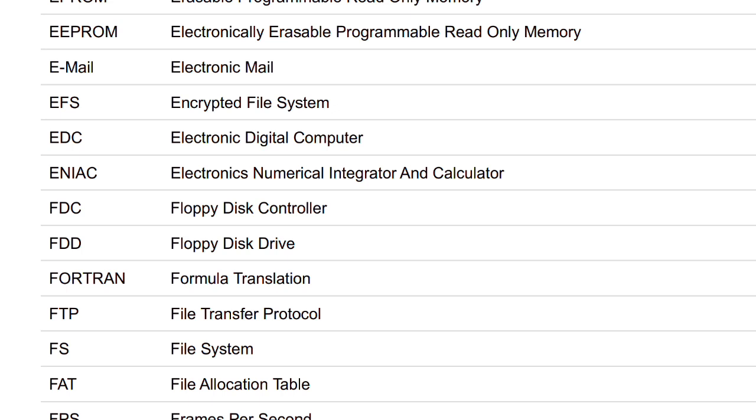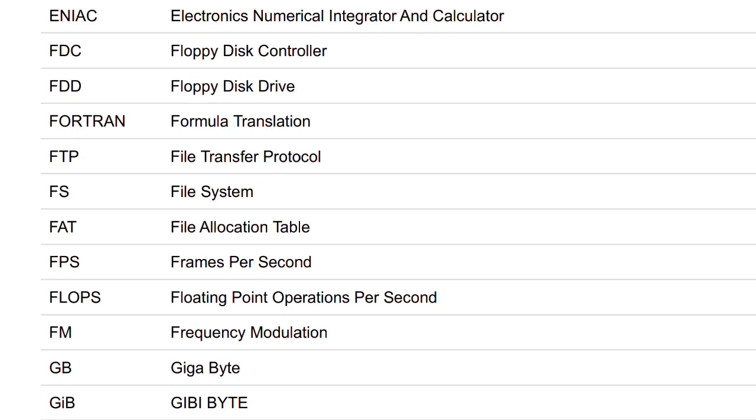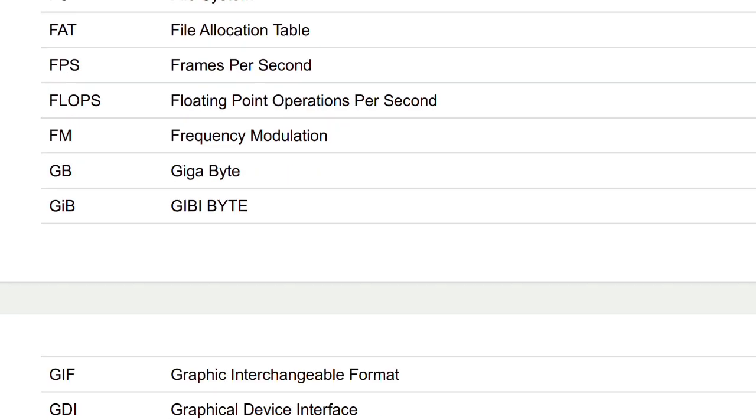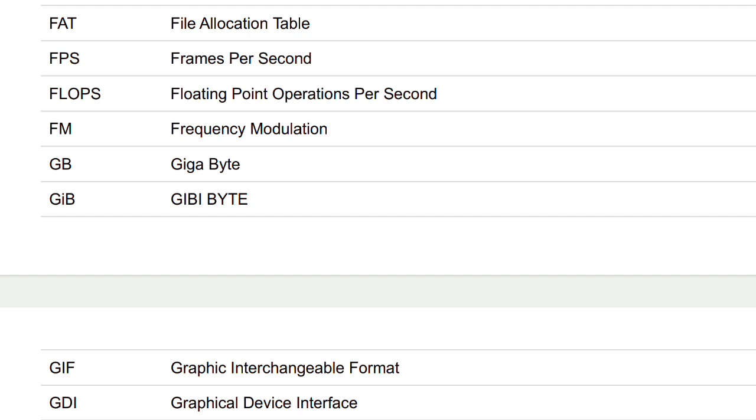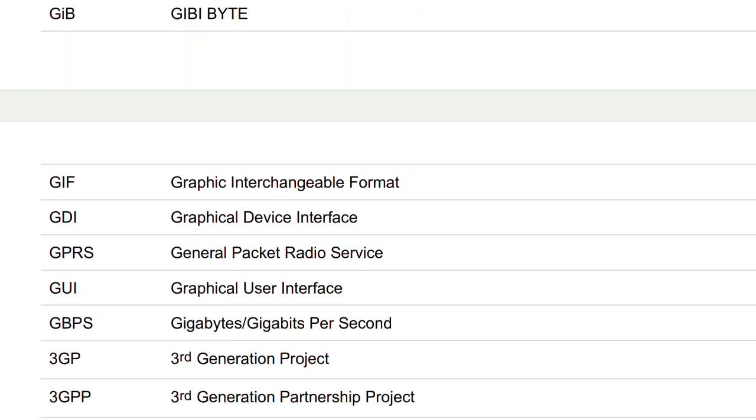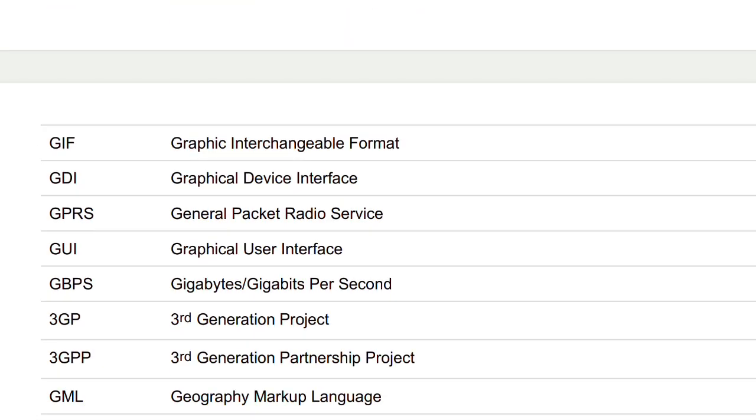FORTRAN, that stands for formula translation. FTP stands for file transfer protocol. FS stands for file system. FAT stands for file allocation table. FPS stands for frames per second. FLOPS stands for floating point operations per second. FM stands for frequency modulation. GB stands for gigabyte. GiB stands for gibibyte. GIF stands for graphical interchange format.